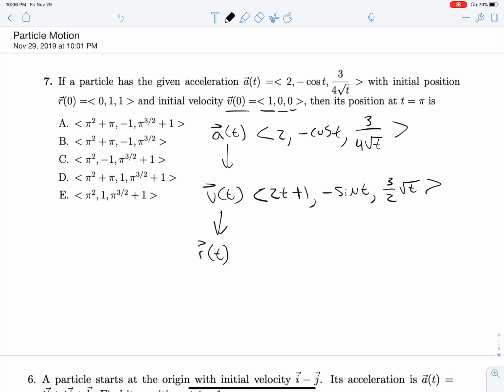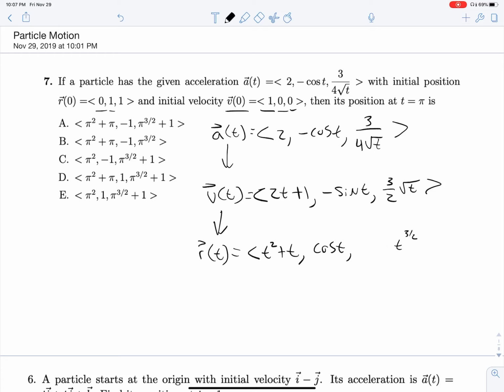So then integrating one more time to find our r of t, we will get t squared plus t, and then we see that r of 0, our x component, is equal to 0. So our c is equal to 0. And then over here, integrating, we will get cosine of t. Well, the cosine of 0 should be equal to 1. And so our c in this case is yet again 0. And then finally, integrating, we will get 2/3 times 3/2 t to the 3/2, or just t to the 3/2.